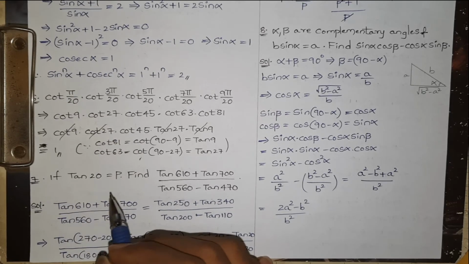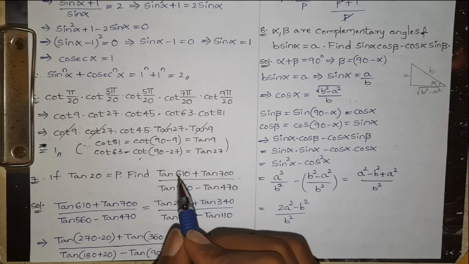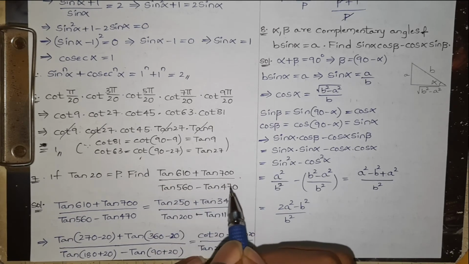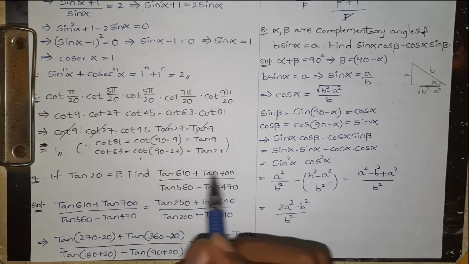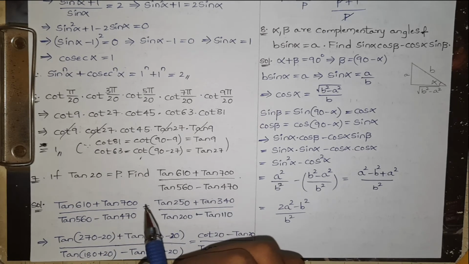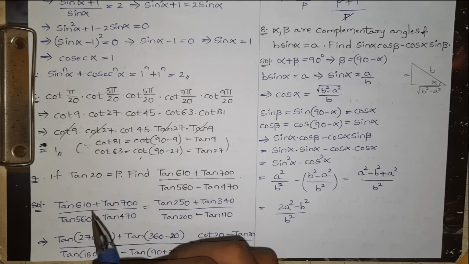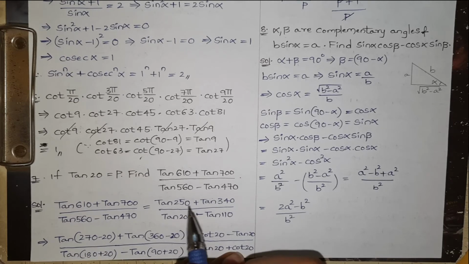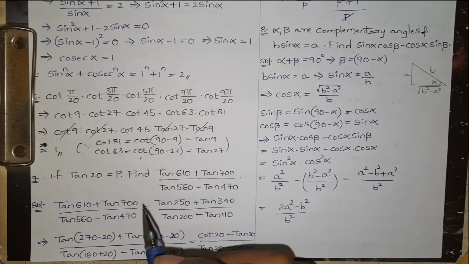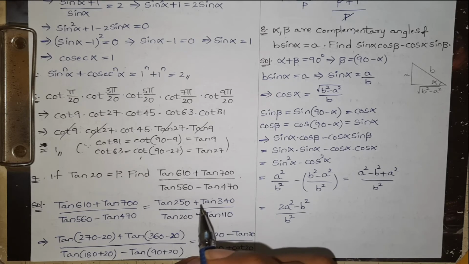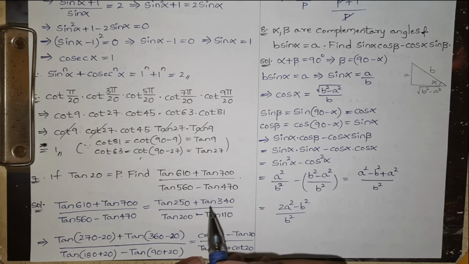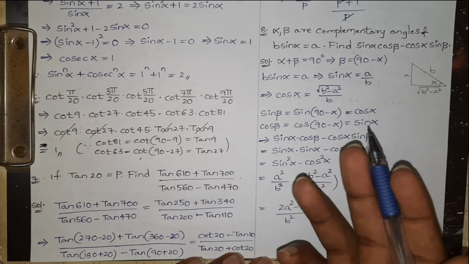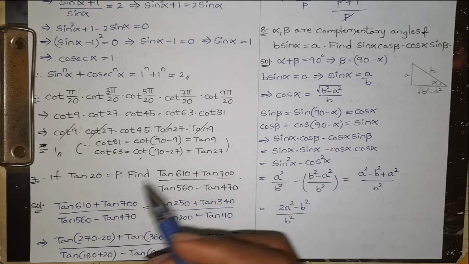Given tan 20 is equal to p, find tan 610 plus tan 700 by tan 560 minus tan 470. So we have written this here, and we can write this as tan 360 plus 250. Tan 360 plus 250 is tan 250, and we can write this 700 as tan 360 plus 340. So tan 360 plus 340 is tan 340, since we know that tan 360 plus theta is tan theta.